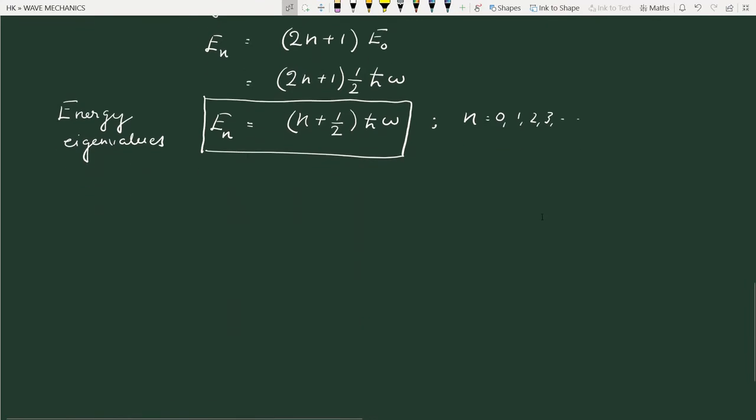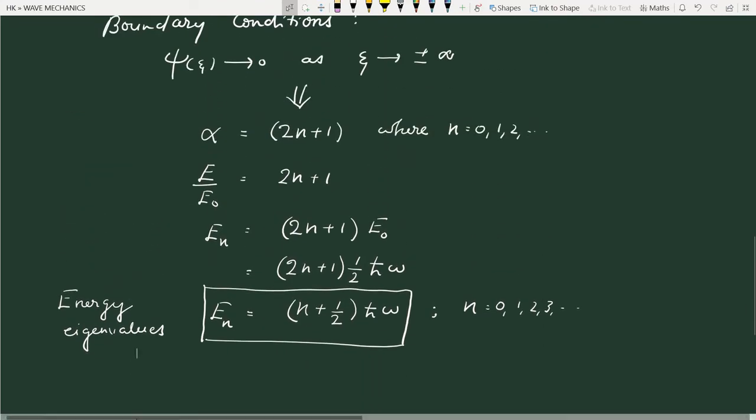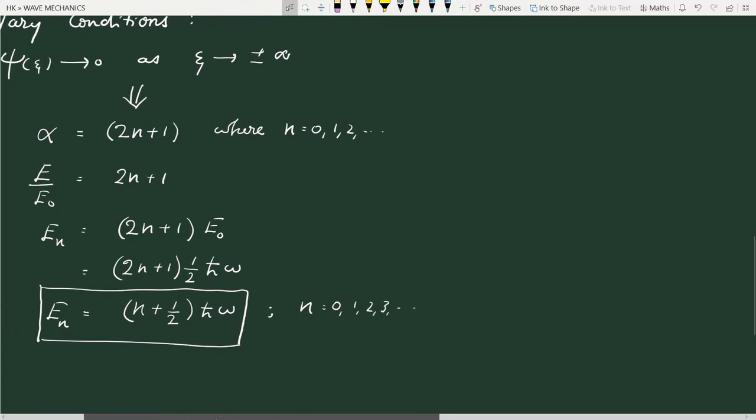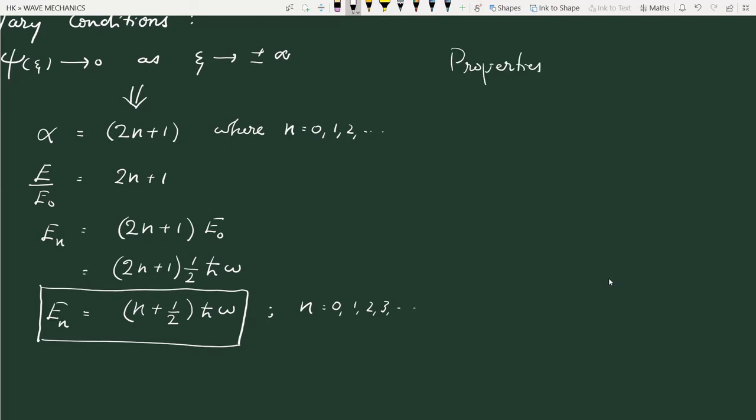Okay, so let's write down the properties here. What are the properties of these energy eigenvalues? Maybe I will write it here: properties of En. One, we can see that En values are quantized. That is obvious. We have only some specific values of energy, for n equal to 0, 1, 2, 3, etc.